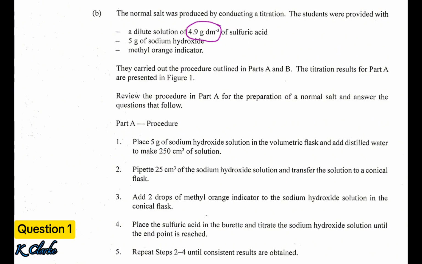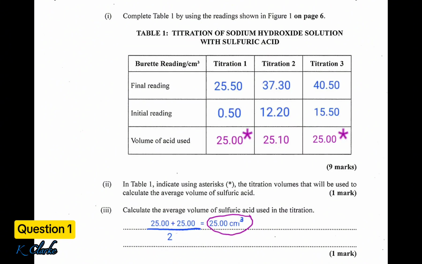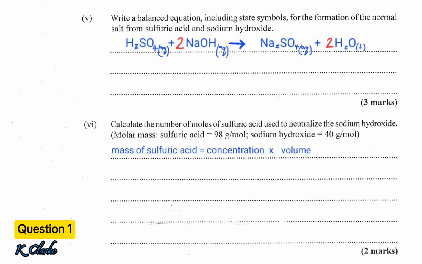Based on the experiment, the concentration of sulfuric acid is 4.9 grams per dm cube. The volume is 25 cm cube. Now for this equation, we have to convert the cm cube to dm cube. Therefore, 25 cm cube equals 0.025 dm cube.